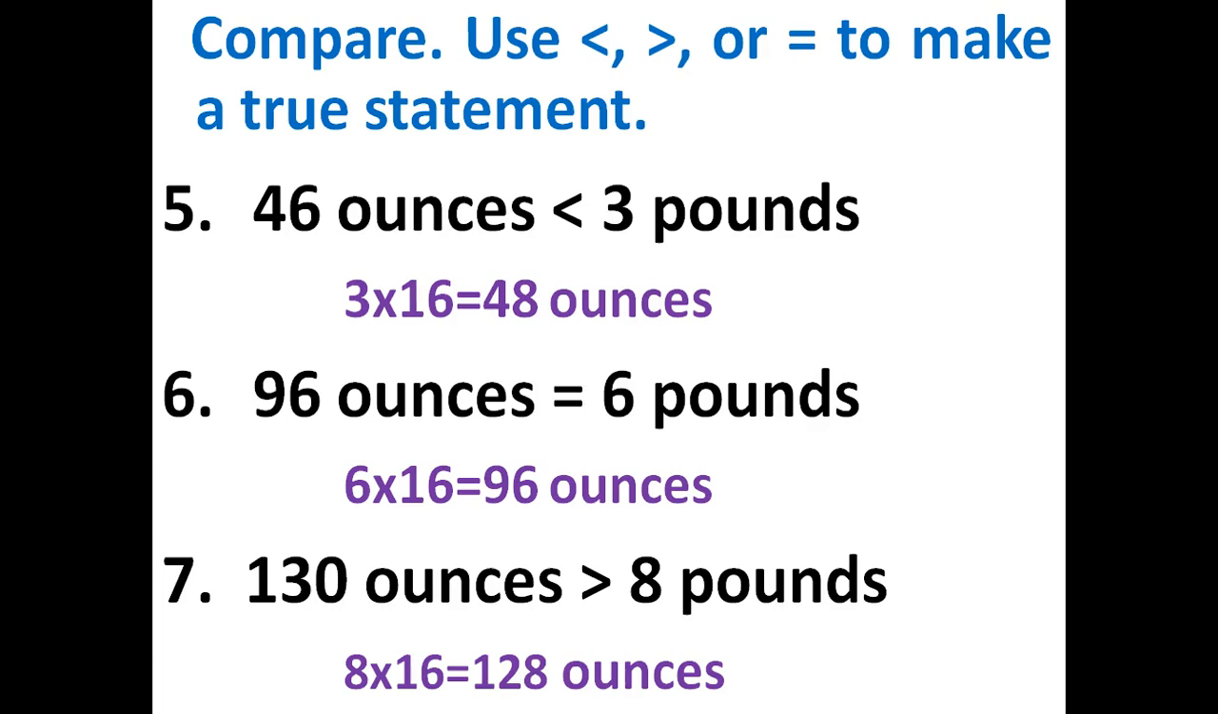In number 7, 130 ounces and 8 pounds. Let us see. To convert, 8 pounds multiplied by 16 is equal to 128 ounces. 8 pounds is equal to 128 ounces. Other side is 130 ounces. 130 ounces is greater than 8 pounds. Why? Because 8 pounds is equal to 128. 130 is bigger than 128.